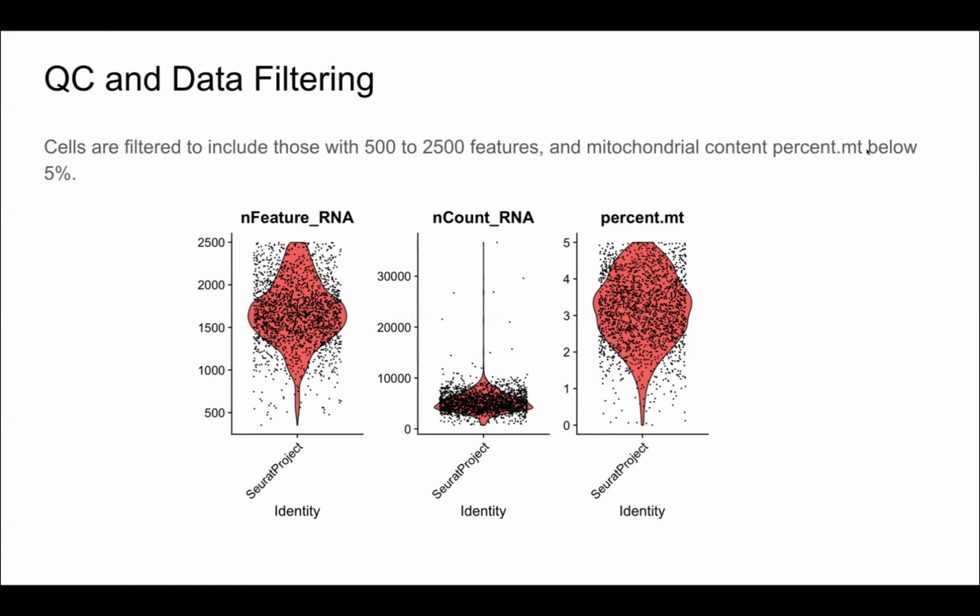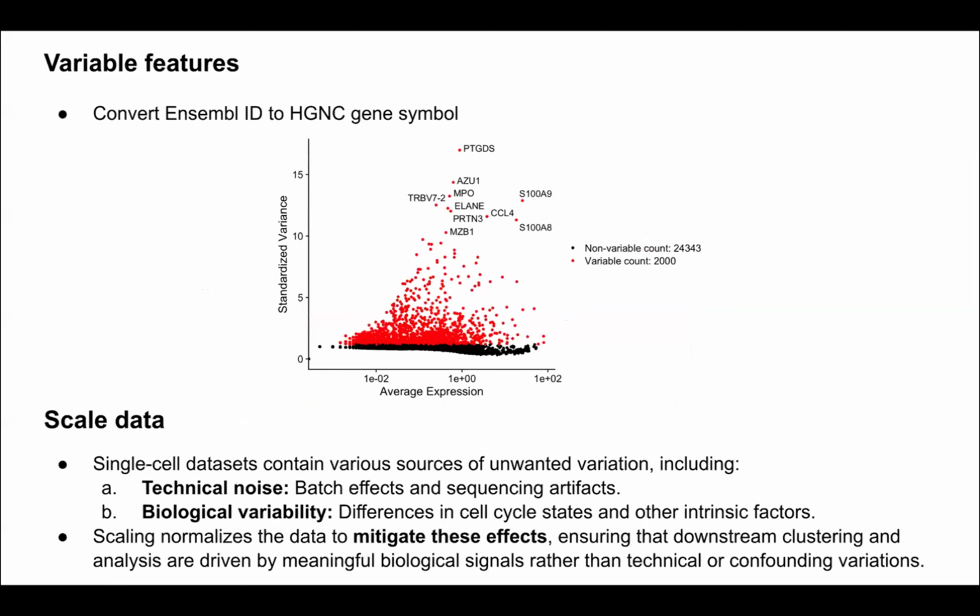So I also set my filter just to keep cells below 5%. And after the data filtering, I also visualize the highly variable features. Before doing that, I convert the Ensembl ID to the HGNC gene symbol, and those that are labeled are the top 10 highly variable features in the first data set. And after this, I also scaled the data.